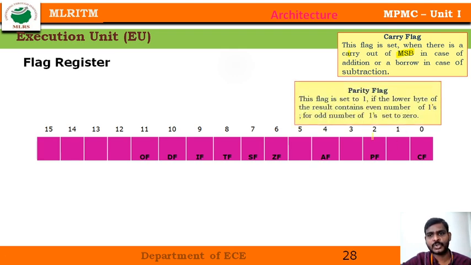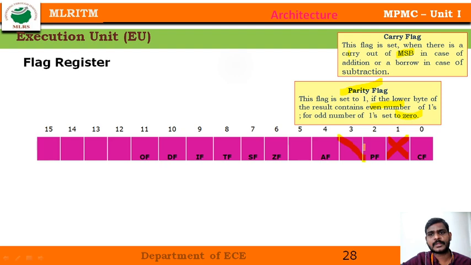Bit number 1 is not used. Bit number 2 is called the parity flag. This flag is set to 1 if the lower byte of a result contains an even number of ones. For an odd number of ones, this flag is reset, which means that when I am checking my result, when the lower byte of the result has an even number of ones, this parity bit is set. Otherwise, it will be in the reset condition, a 0 condition.